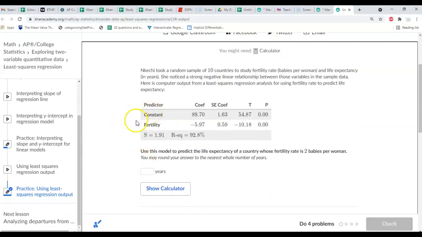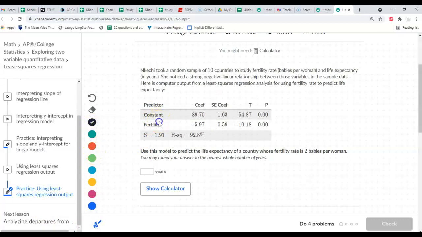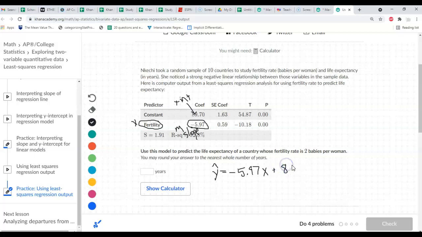Alright, so same deal. I'm just going to write from over here. What's this? That's your x variable. What's this? That's your m, or your slope. What's this? Y-intercept. So my equation would be y, don't forget the hat, equals negative 5.97. This is painful, I'm sorry. Plus 89.7. And then they're saying the fertility rate is 2.